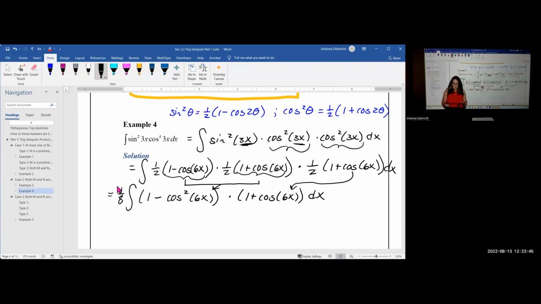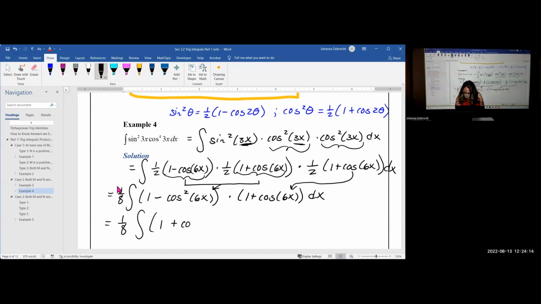Now, what do I have to do? I have to keep multiplying it out. So I'm going to have to multiply this expression by this expression. It's not polynomial because of the trig, but it's polynomial-like. So remember to do the distributive property. 1 times 1 will give me a 1. So this is going to give me 1/8 the integral of 1. And then on the outside, I get 1 times cosine of 6x.